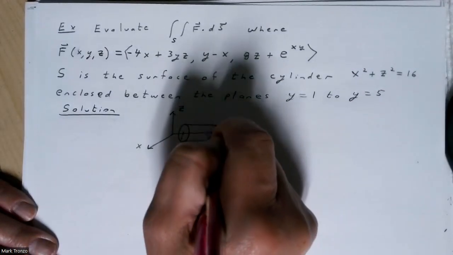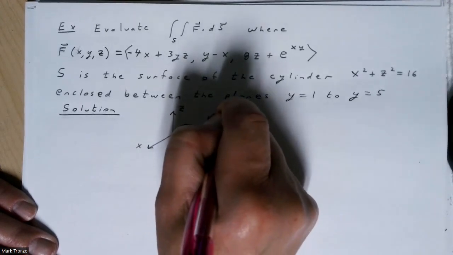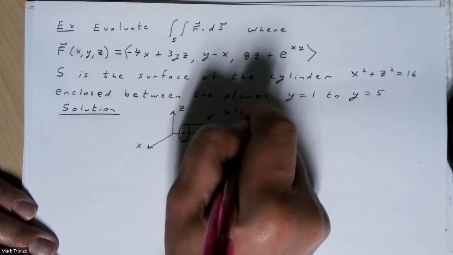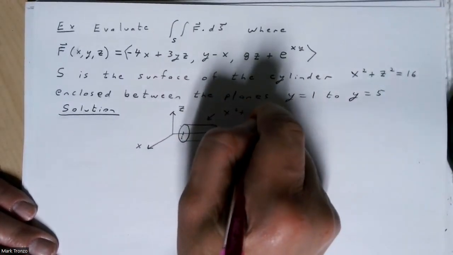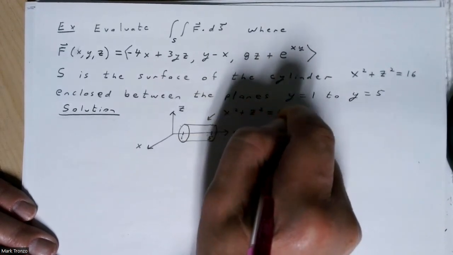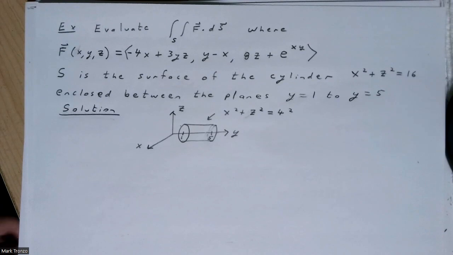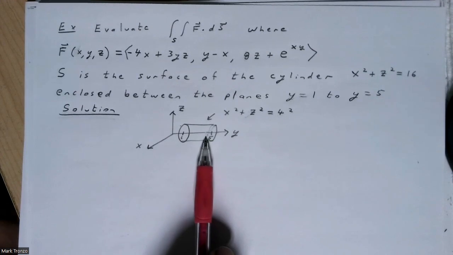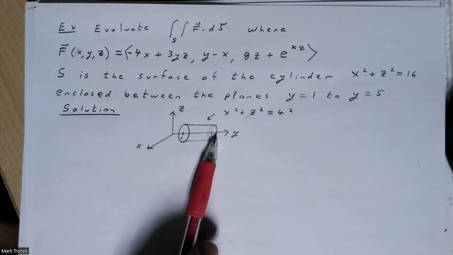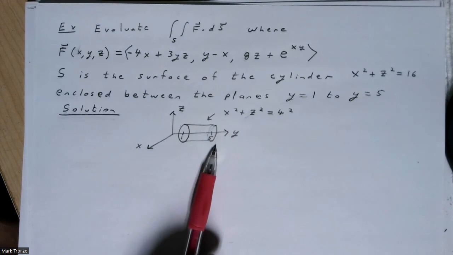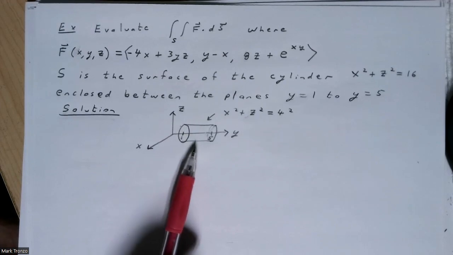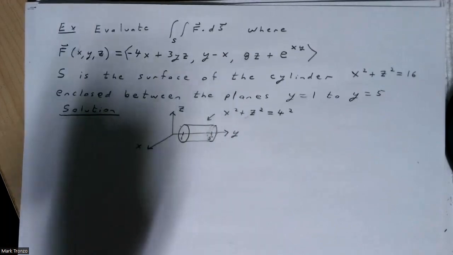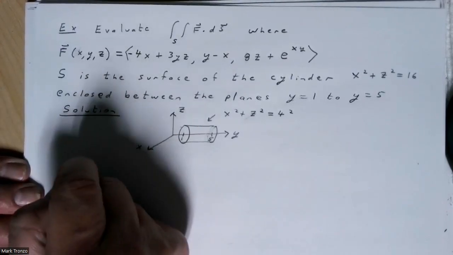And again, this cylinder is x squared plus z squared equals 4 squared. So once again, notice it's a closed surface because the cylinder is on the side. Then at the ends are the two planes. I didn't really show them here, but there'd be a plane here at y equals 5, and a plane here at y equals 1. So again, let's apply the divergence theorem.